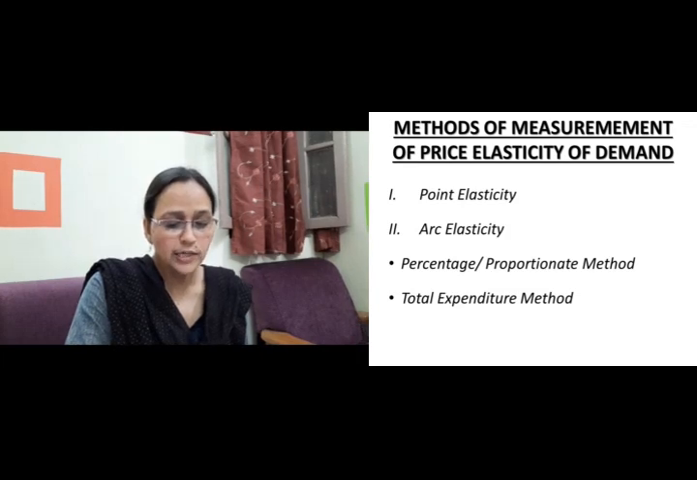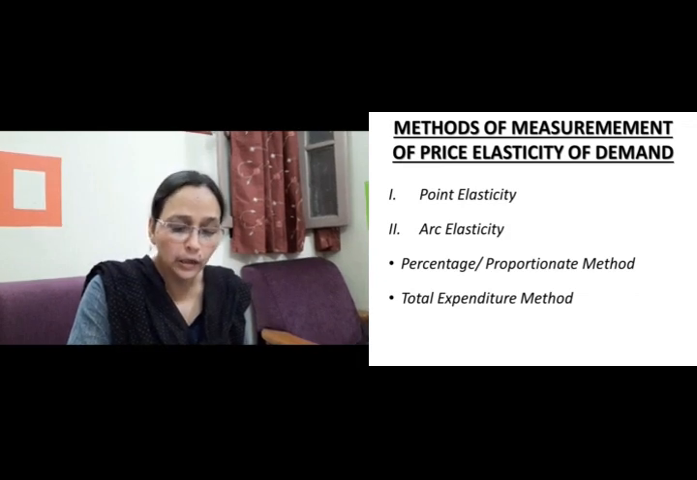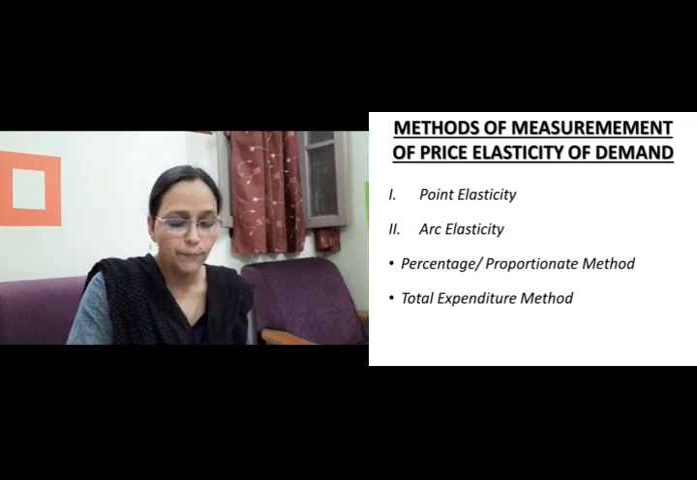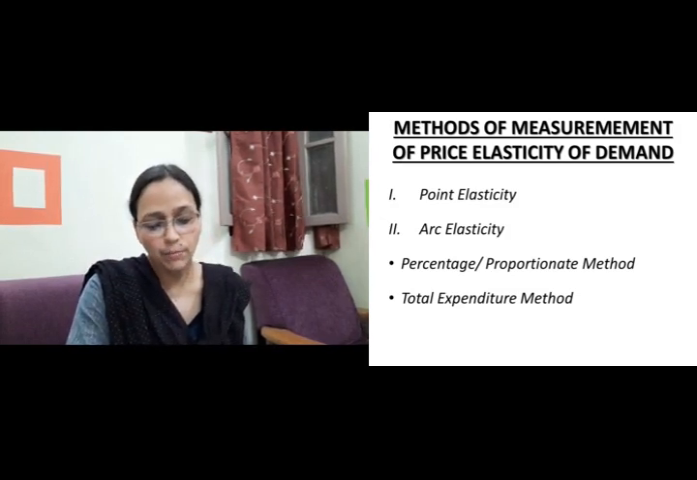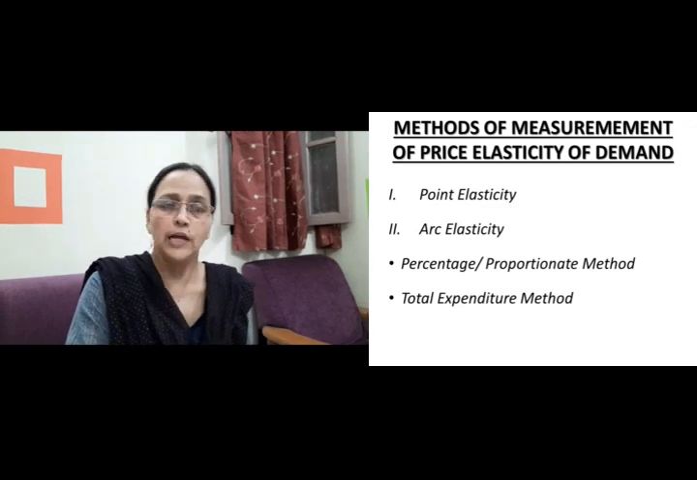So it says that elasticity of demand can be measured by considering the change in total expenditure incurred on a commodity as a result of change in the price of the commodity. We compare the total expenditure incurred on a commodity before and after price change, and thereby we can know about the price elasticity of demand for the good.